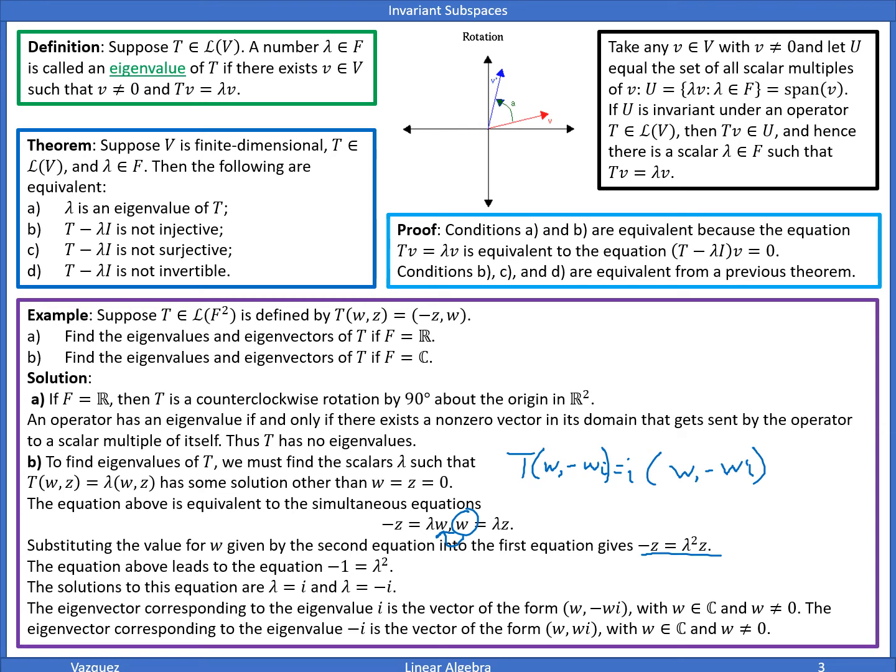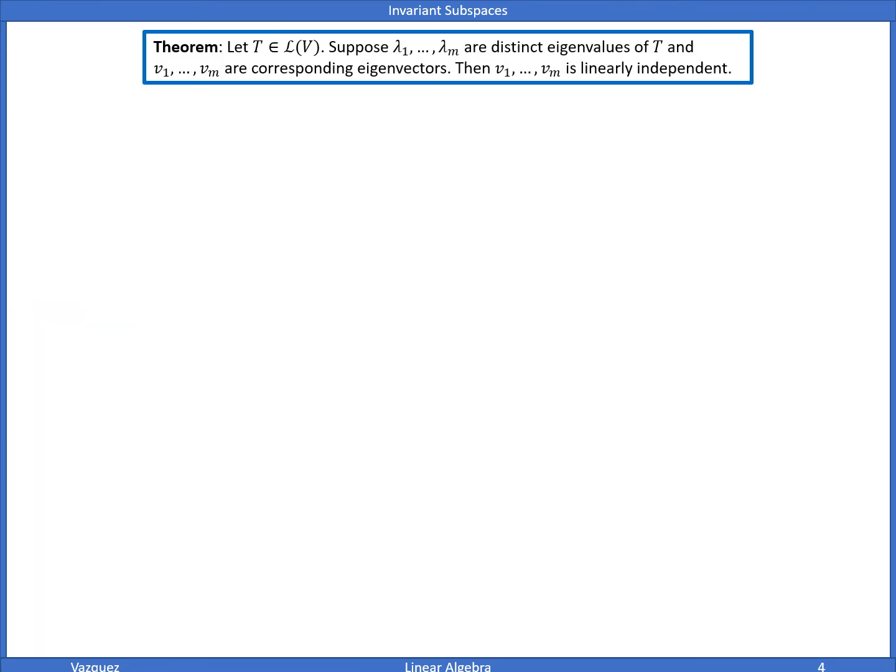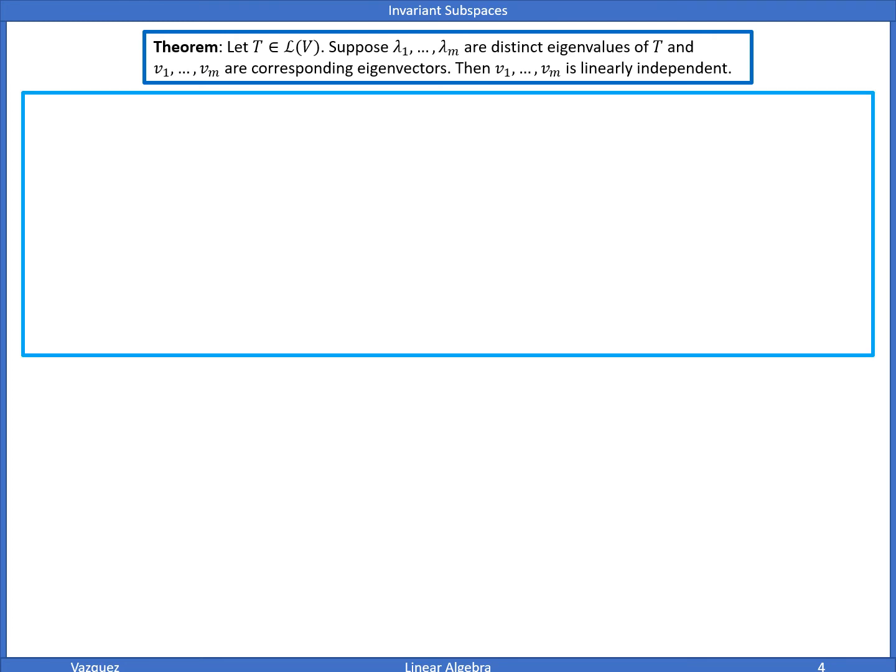So now we can move on to some theorems of eigenvectors. Let T be an operator. Suppose lambda 1 to lambda m are distinct eigenvalues, and v1 to vm are corresponding eigenvectors of those eigenvalues. Well, then we claim that all the eigenvectors are linearly independent. The way we're going to do this is by contradiction. So let's go ahead and prove this. Suppose they're linearly dependent.